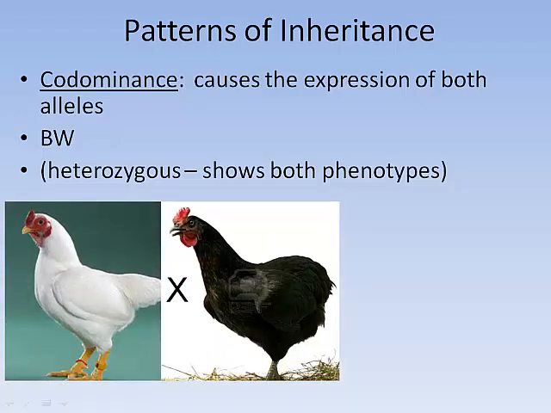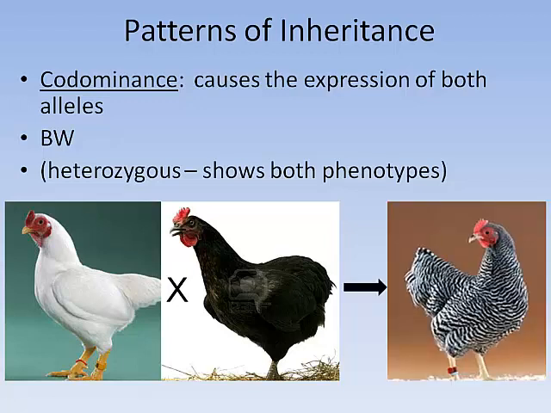And we're going to look at chickens. If you take a white chicken and a black chicken, you don't get a gray chicken, you get a striped chicken. You get a chicken that has black feathers and white feathers, right? Not gray, but both traits will be expressed in the heterozygous.